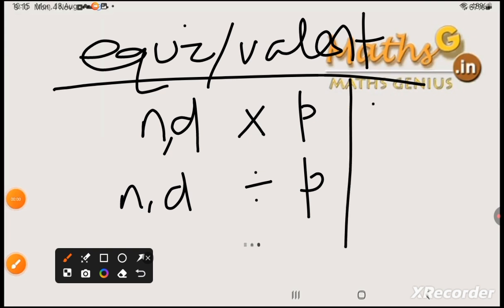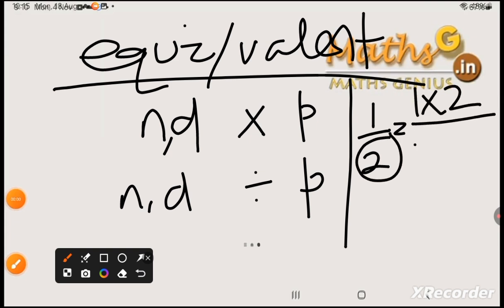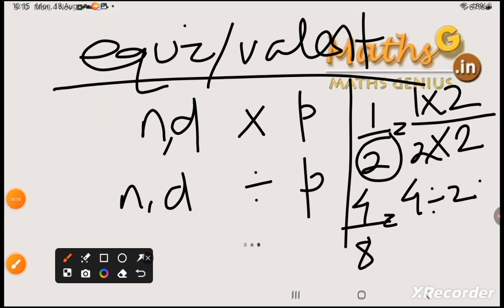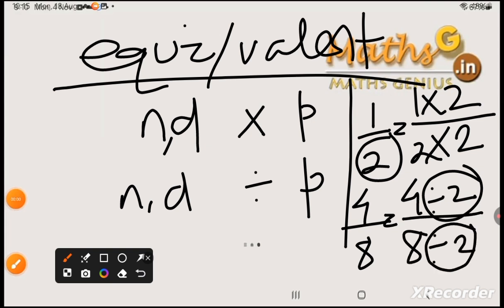If you are multiplying the numerator 1 with 2, then you should multiply the denominator by the same 2 to get an equivalent fraction. Similarly, if you are dividing the numerator by a number 2, then you must divide the denominator by the same number 2 to get an equivalent fraction.